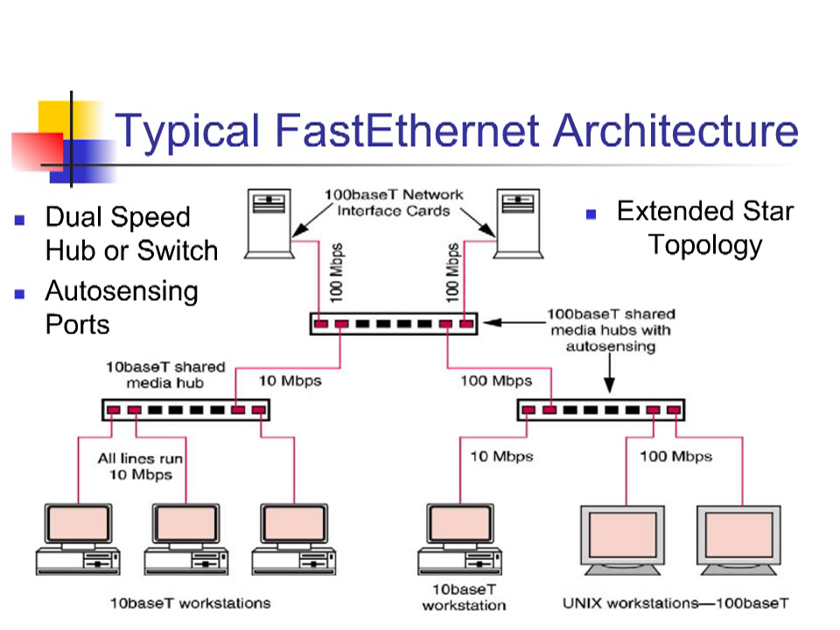So this slide is a typical fast Ethernet architecture. Fast Ethernet generally refers to 100 megabit per second Ethernet networks. And it really isn't the most up-to-date graphic because it shows hubs being used here instead of switches. So where we see hubs basically today, we would actually see switches in operation. But of course, it is using dual speed hubs or switches.